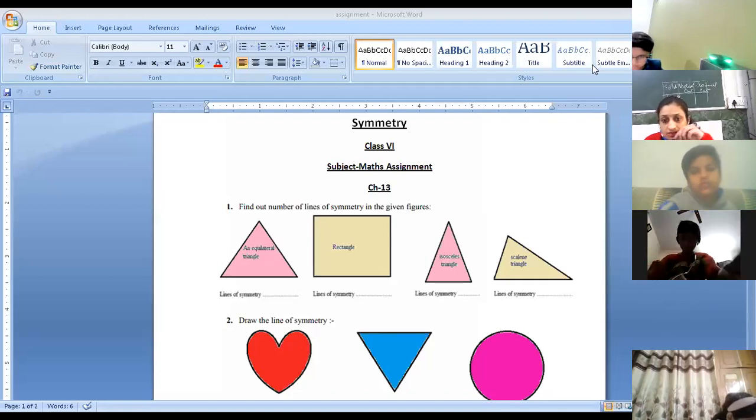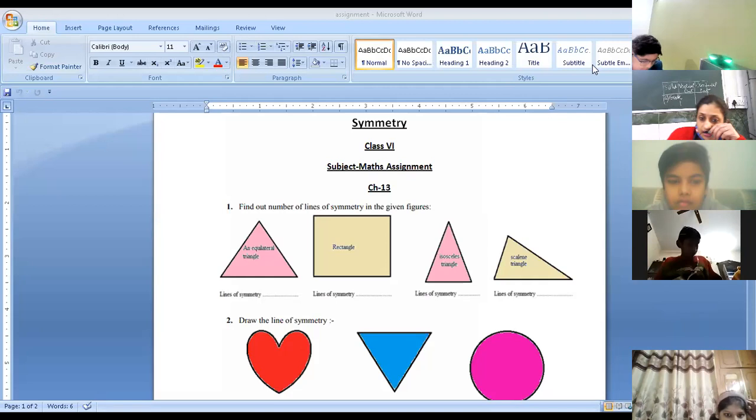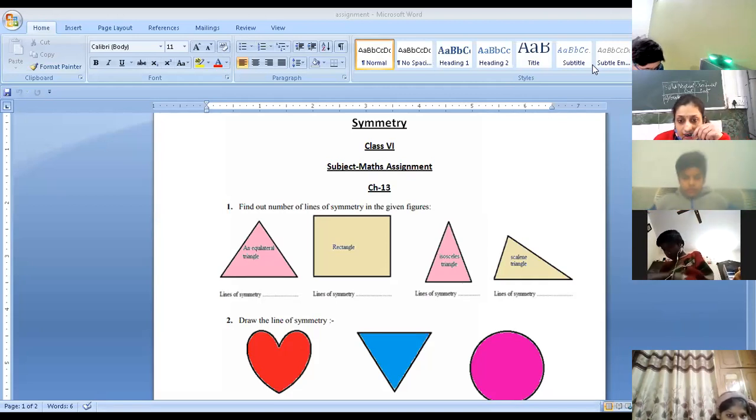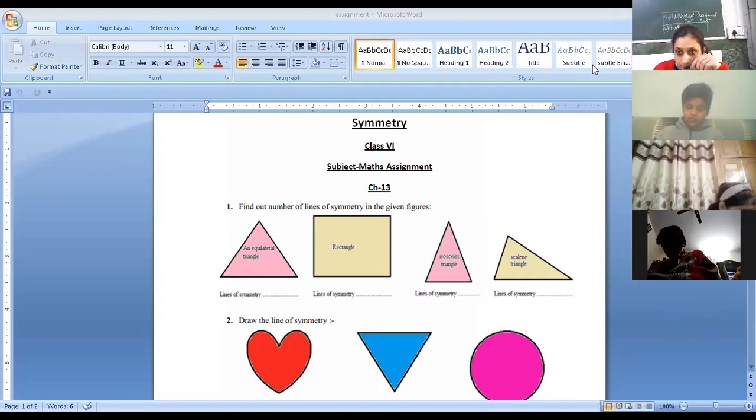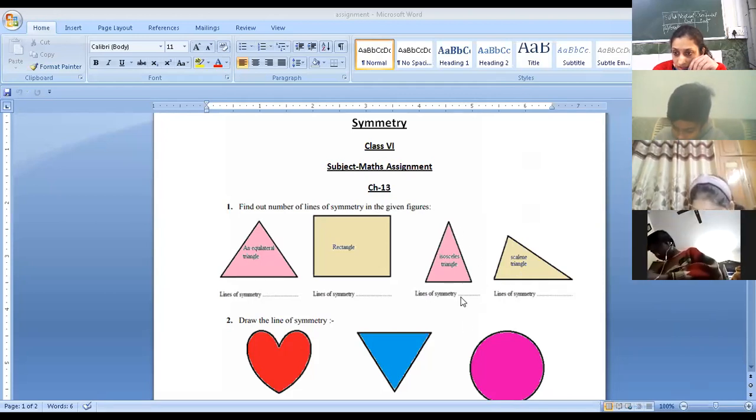Your second is a rectangle. So draw a rectangle, draw lines of symmetry in it, and write down the number of lines of symmetry in it. Next is an isosceles triangle. Draw an isosceles triangle and draw lines of symmetry in it. And last is a scalene triangle. So all of you draw a scalene triangle and write down the lines of symmetry.